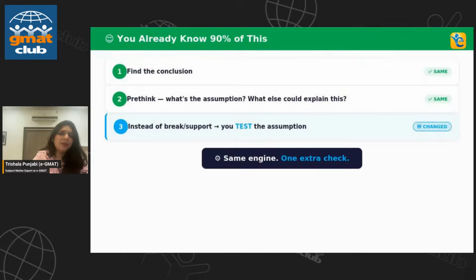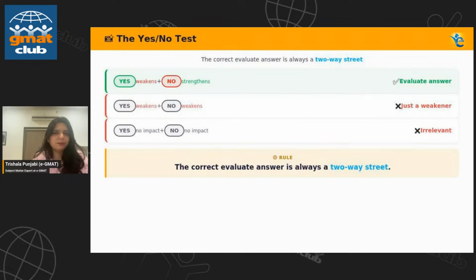But the steps are the same. Step number one, find the conclusion. Number two, pre-think the logical gap in the argument. That is super important. And number three, where in weaken you went for things that exploited the gap, and in strengthen you went for things that filled the gap, here you are testing the gap. So it's very similar to strengthen and weaken, you just have one extra step.